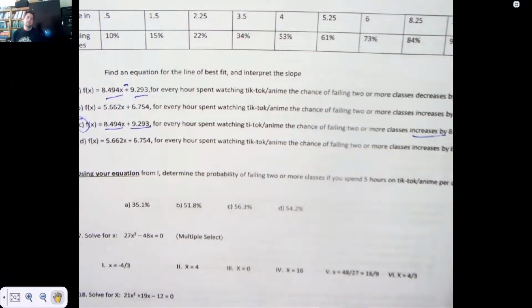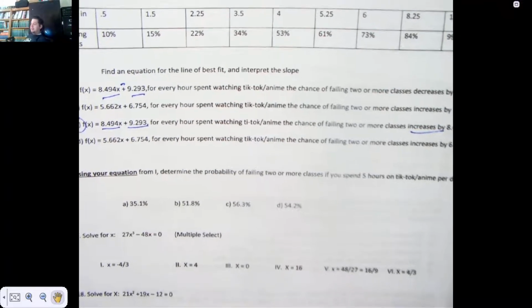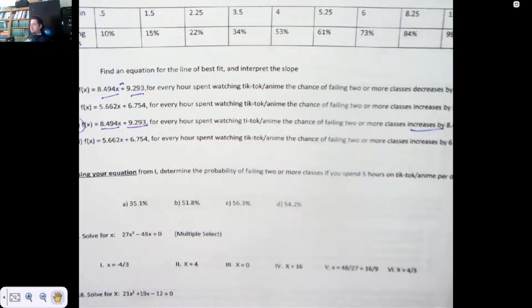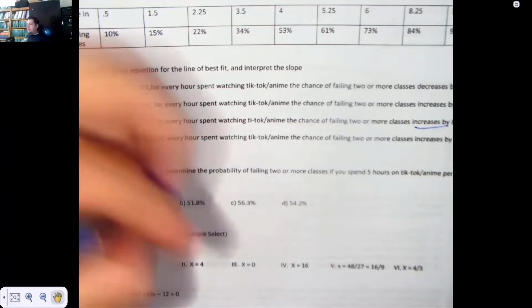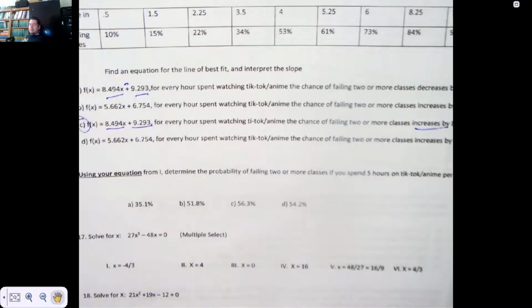Choice C. Using your equation from 1, not the table, from 1, determine the probability of failing 2 or more classes if you spend 5 hours on TikTok or anime per day. So you take your equation from 1 and you plug in a 5.